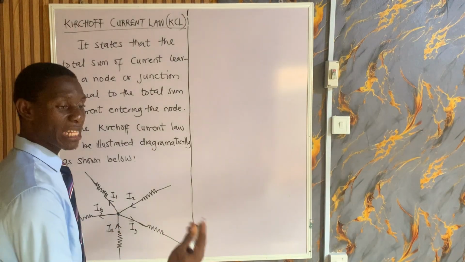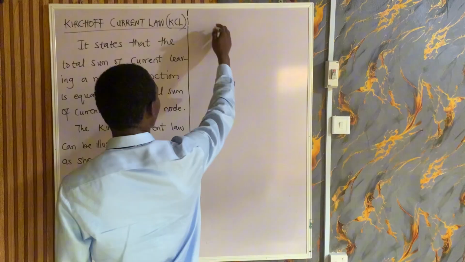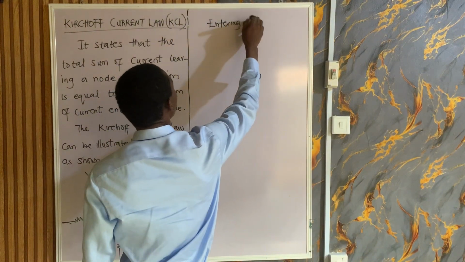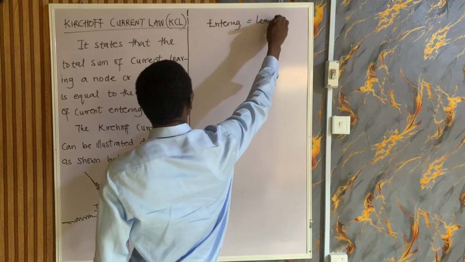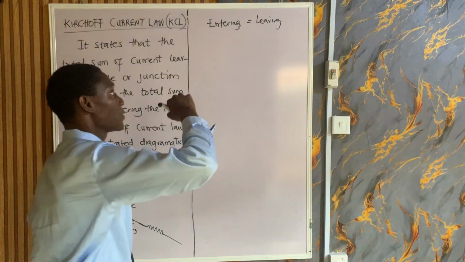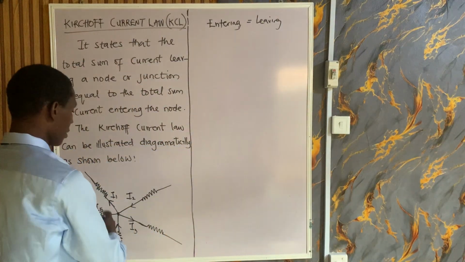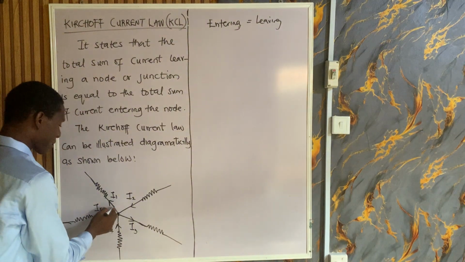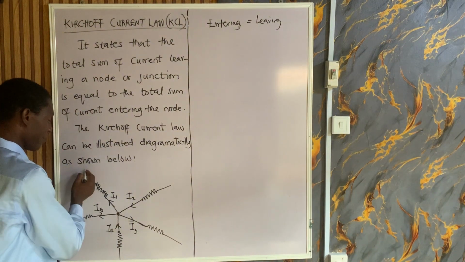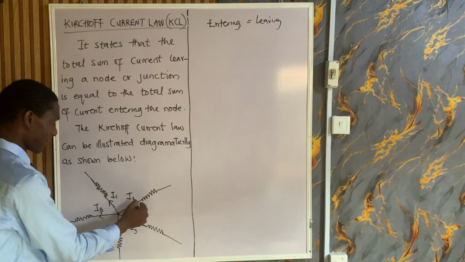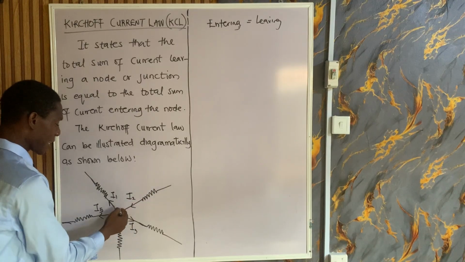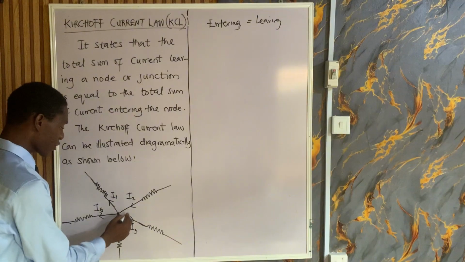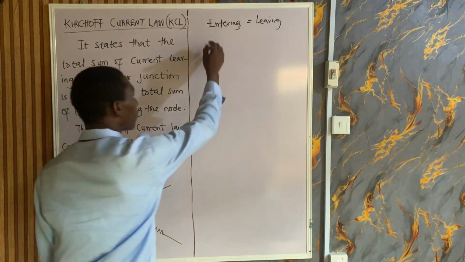node. I simply sum it up like this: that entering is equal to leaving. So the sum of entering equals the sum of current leaving. So we have to come here and look for the current entering. As you look at this branch now, the current is leaving. As you look at this branch now, the current is entering. So the entering is I2, I3 is leaving, the other entering is I4. So the only entering here is I2 and I4.